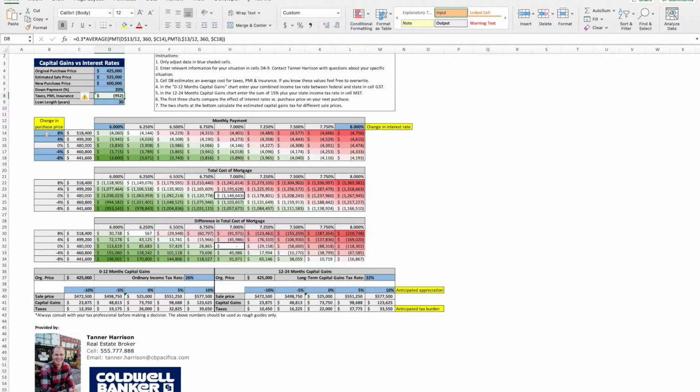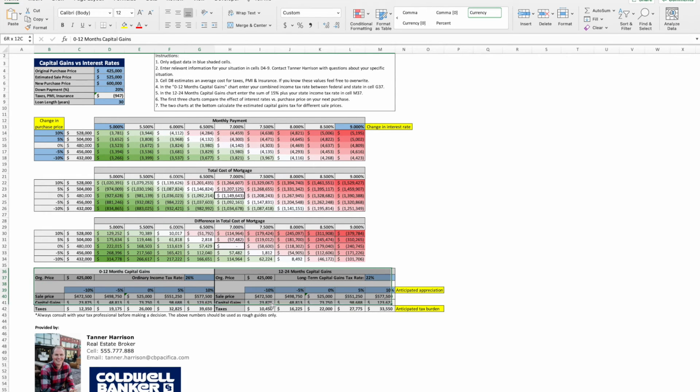Next, we have a chart that compares monthly payments with changes in purchase prices as well as interest rates. On the left-hand side, you can enter a percentage range to create several purchase price scenarios depending on if prices rise or fall. The same thing can be done for interest rates with these two cells. The purchase prices and interest rates will automatically update for all the charts below. At the very bottom are two charts that calculate estimated capital gain taxes.